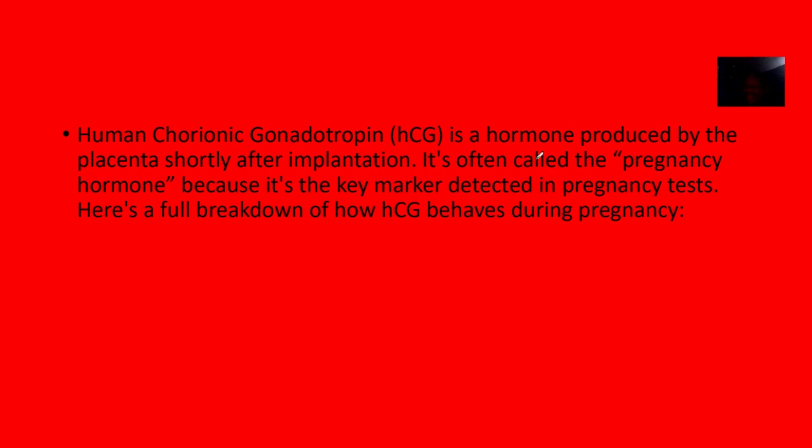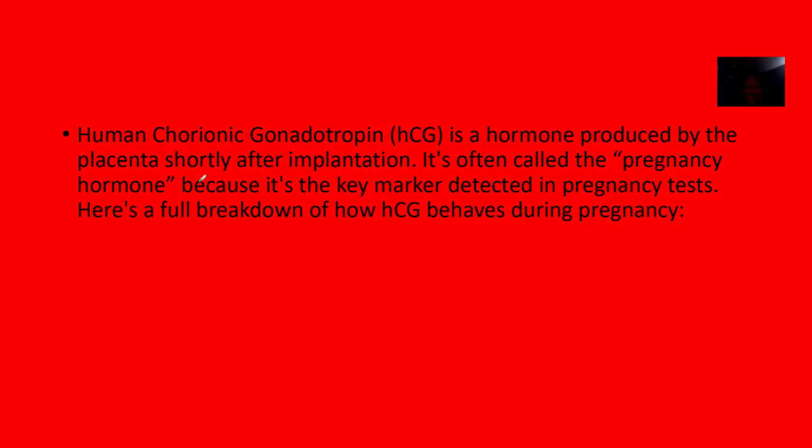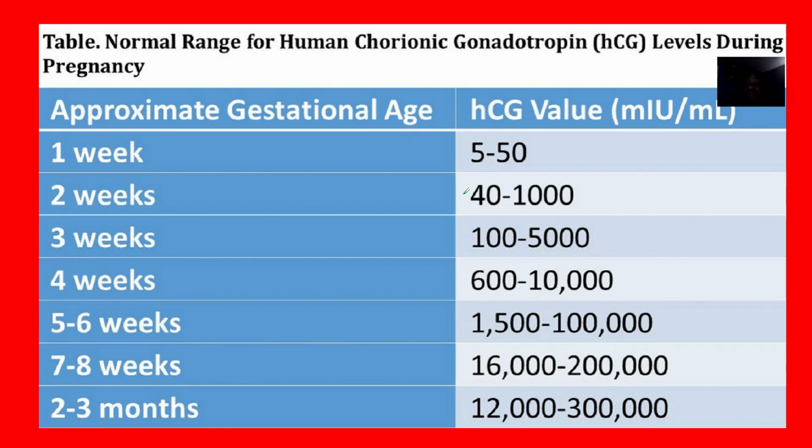So first, as a way of introducing it, it is a hormone produced by the placenta. Do you understand? As the placenta develops and connects to the mom, the baby is still developing, but you just know that straight away the placenta starts producing this hormone. So it's often called the pregnancy hormone. It's a key marker. If you are doing any pregnancy test, this is what you're trying to look out for.